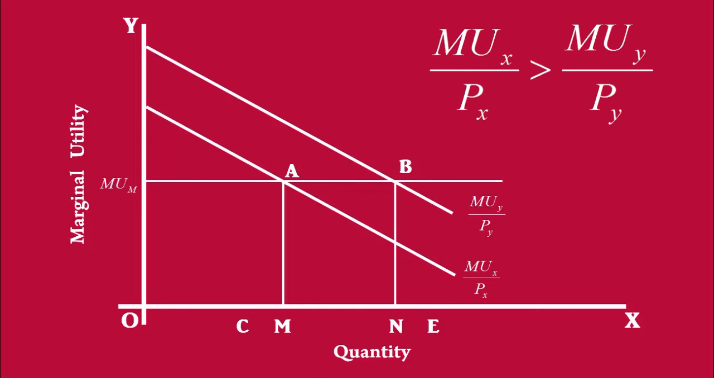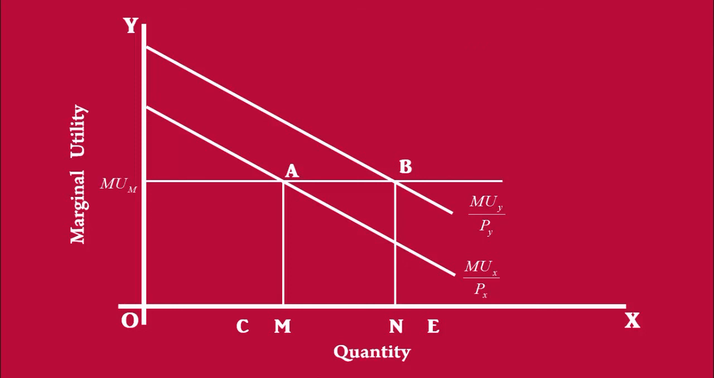Moreover, by consuming less of good X, he loses utility. The loss is MCDA, the red color area. By consuming more of good Y, he gains utility. The gain is NEFB, the blue color area. Gain in utility is less than loss of utility. Hence, a reallocation of budget will not maximize consumers' total utility.